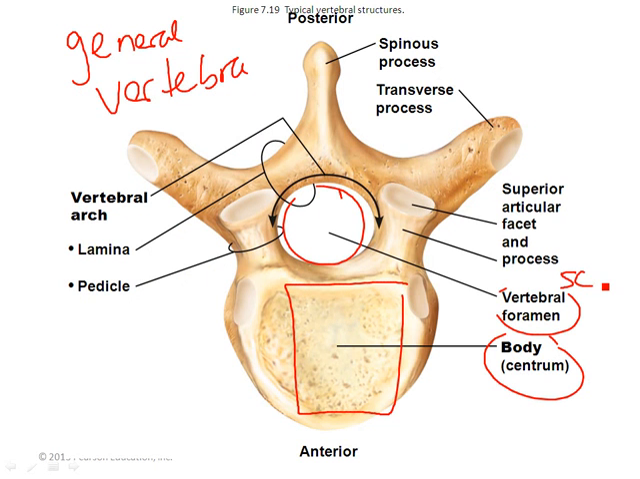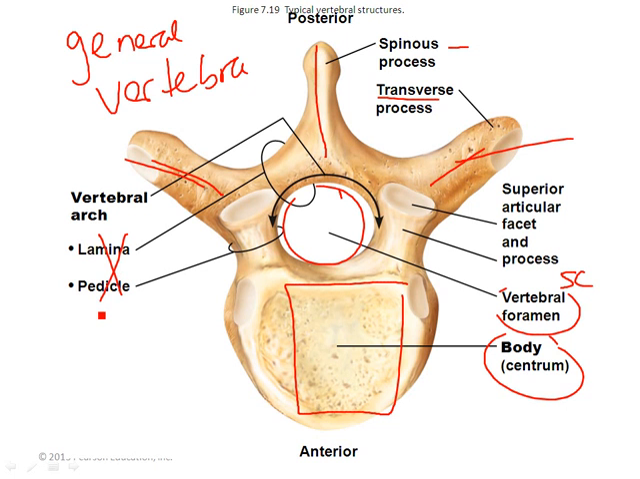Coming off to the sides, you have these processes. Well, if it goes off to the side, what word means side? Transverse. So these are your transverse processes. Coming off the very back or posterior side, you have a process called the spinous process. And you don't need to worry about the lamina and the pedicle. We're not going to really talk about that.